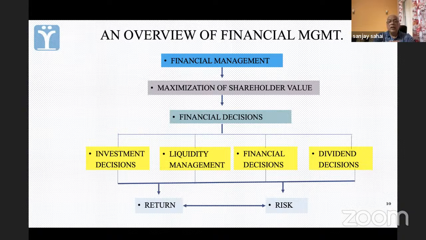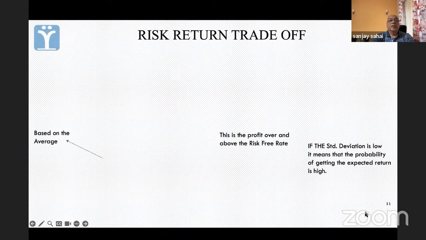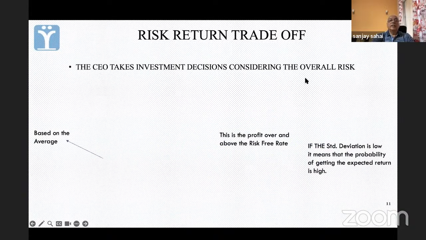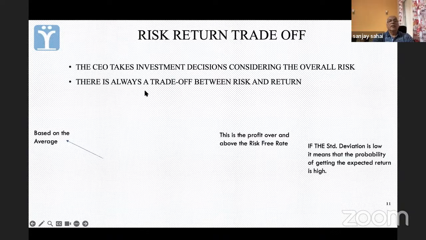So these are all, there is a return definitely, which everything stays okay, you'll get a return. But if something bad happens, if there is a problem, then the risk of not getting the investment back is also there. So it's a very, very tricky thing to manage. So the CEO takes investment decisions considering the overall risk. There is always a trade-off between risk and return.